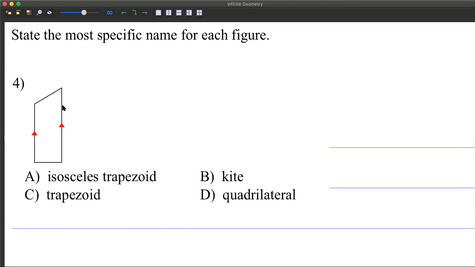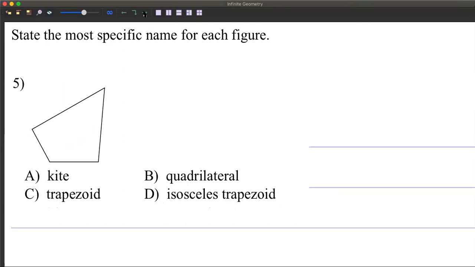Notice that if it's going to have parallel sides like this, they're going to be marked. So you know that this has one pair of parallel sides and not the other. So that's got to be a trapezoid. Now it's up to you to figure out if it's isosceles or not. I'm not going to do all of them for you.